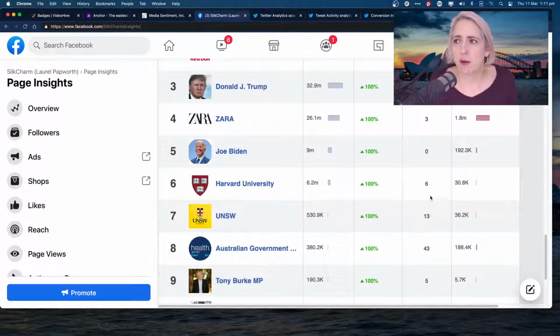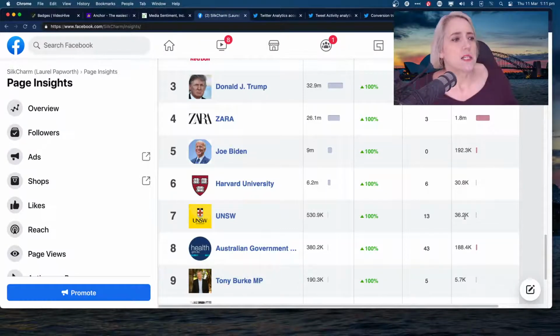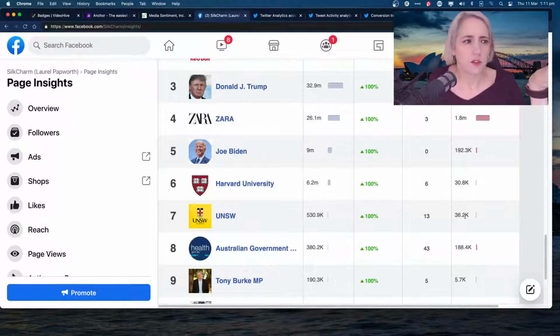Some of this has to do with the amount of posting. Harvard only did 6 posts, UNSW did 13 posts, but there is a substantial difference between 500,000 subscribers and 6 million. And yet, UNSW rocked it. Yes. I would say my old stomping ground, but I've taught at most of the universities in Australia and Singapore, actually. So yes, one of them that I've worked at and taught at. Not Harvard, UNSW. So at 36,000 versus 30,000, these are the numbers that are important to me.